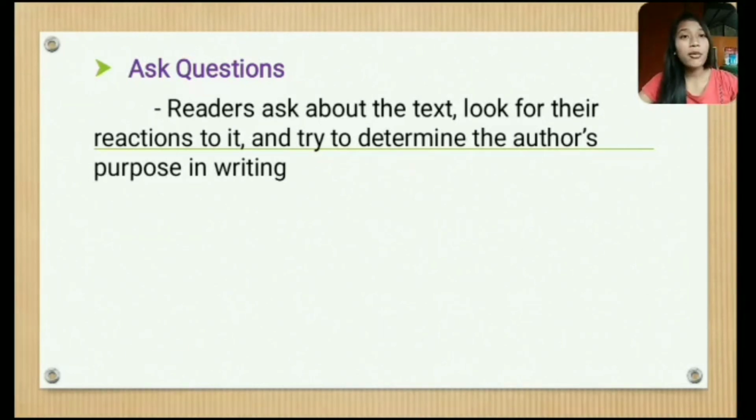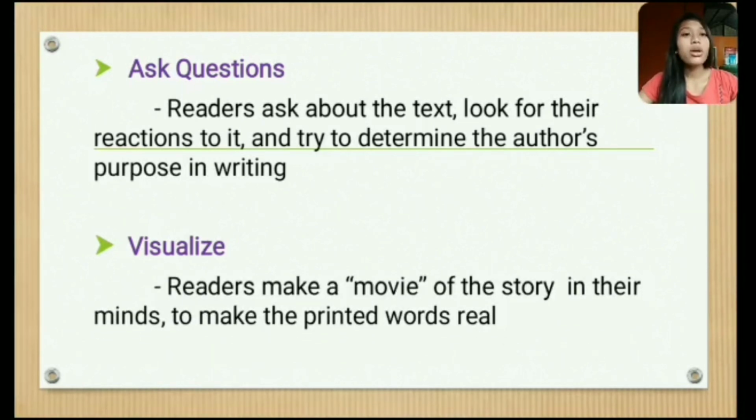So the third type of comprehension strategy is visualizing. It refers to our ability to create pictures in our minds based on the text we read. We can create or portray an image or picture at the back of our minds because we can imagine different things or objects based on what we are reading. For example, the readers make a movie of the story in their minds to make the printed words real.